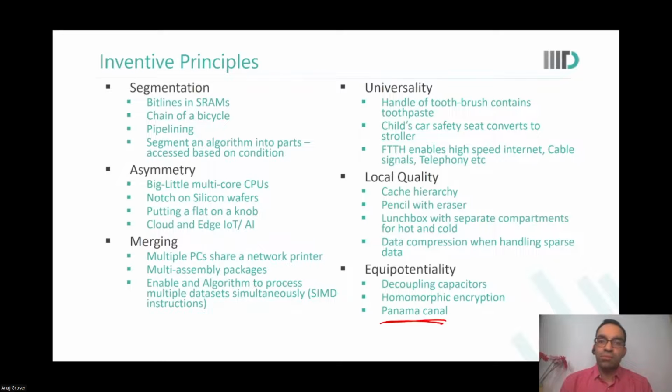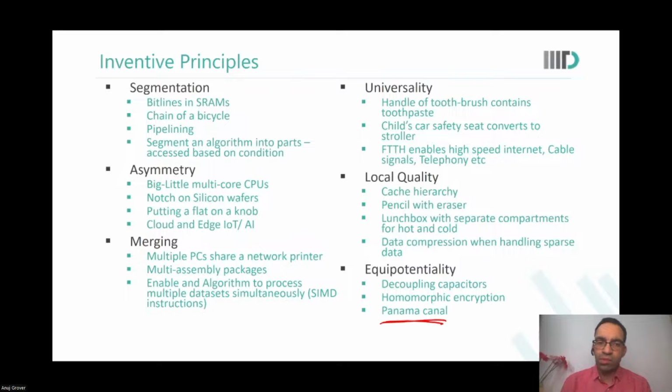Asymmetry. I think we discussed this also, that the application processors you have in your cell phones use a big-little multi-core architecture. There are 4 big cores and 4 small cores, or 2 big cores and 4 small cores, or 6 small cores, so that you're most energy efficient, but you're also able to get the power to solve big complex problems when you need it. So these are some inventive principles which are very commonly used.